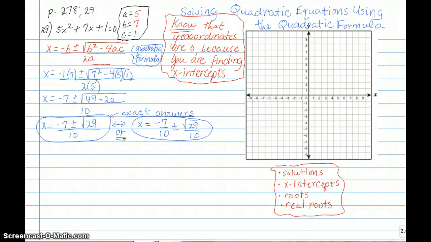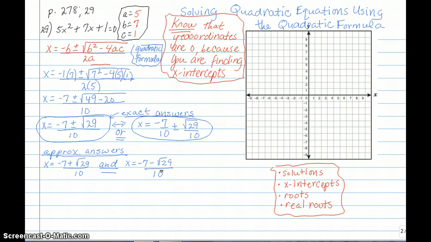All right, now we're going to approximate it. You're going to use your calculator. Without a calculator, you really can't do this. You could get close, but you couldn't get the exact answer. So you're going to have your approximate answers, which are going to be x equals negative 7 plus the square root of 29 over 10, and, because there's two answers, x equals negative 7 minus the square root of 29 over 10.